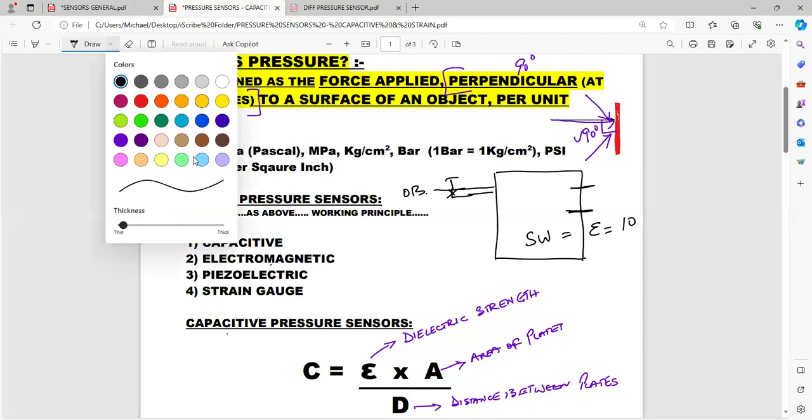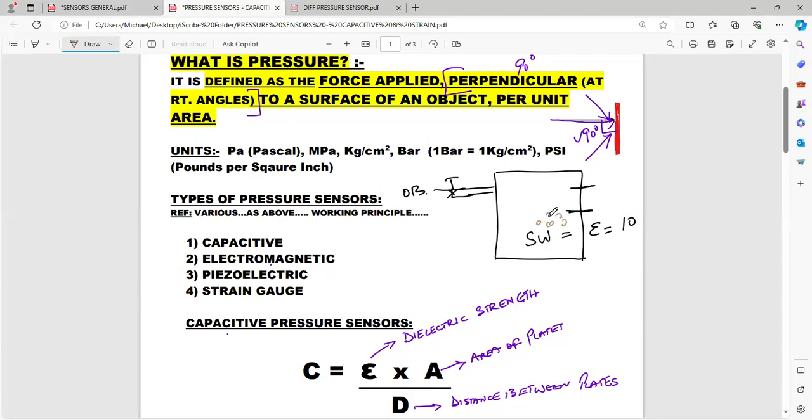Now suddenly oil has come. Let's make the oil this color. Let's touch that. What has happened? Epsilon from 10 has now become different, maybe 12. Yes, sir.